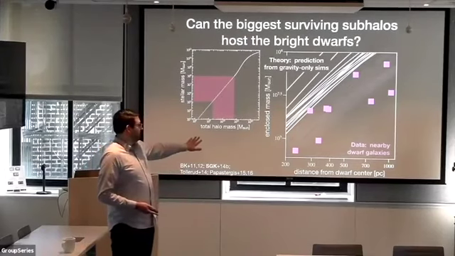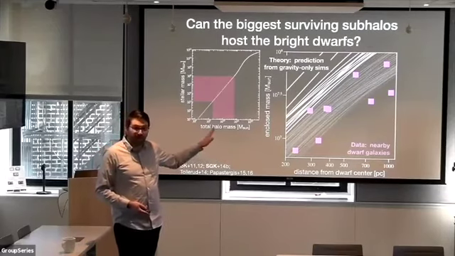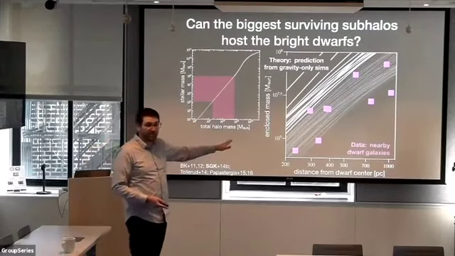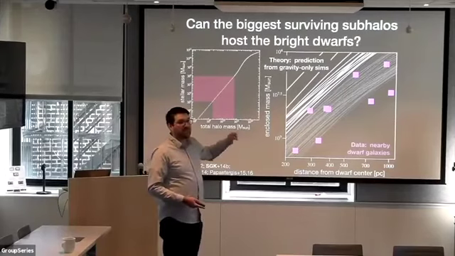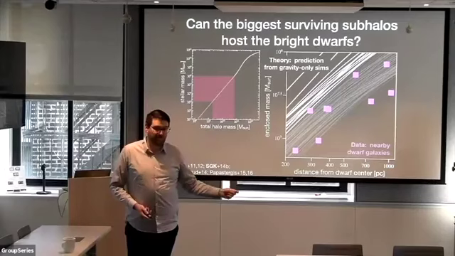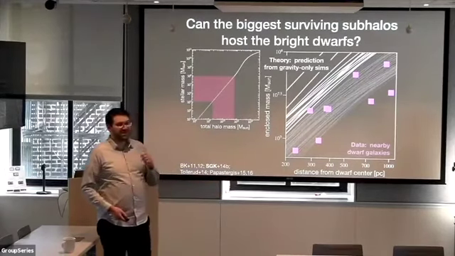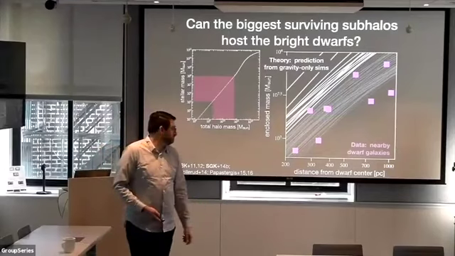Now, before I move on, I want to emphasize there are a lot of subhalos in these simulations that can host the dwarf galaxies of the Milky Way, right? But the statement cannot be inverted. There are not dwarf galaxies that can live in the biggest subhalos in the simulations, right? And nominally speaking, these are the subhalos that we expect to form the most stars.